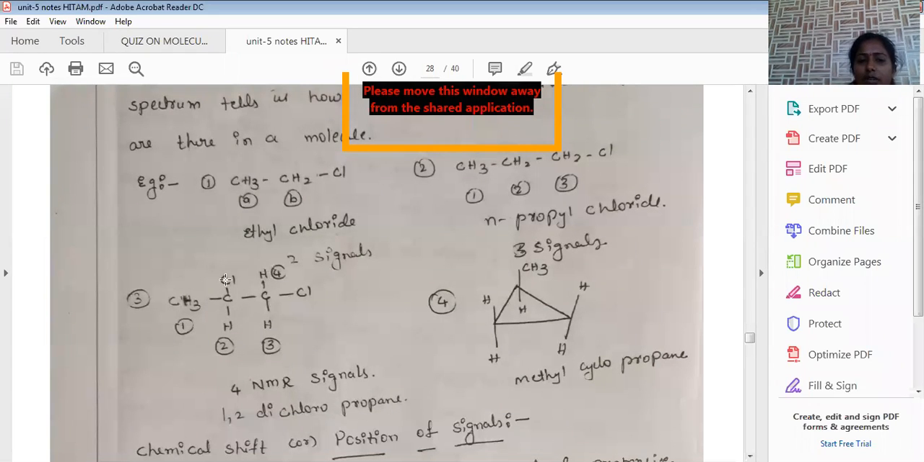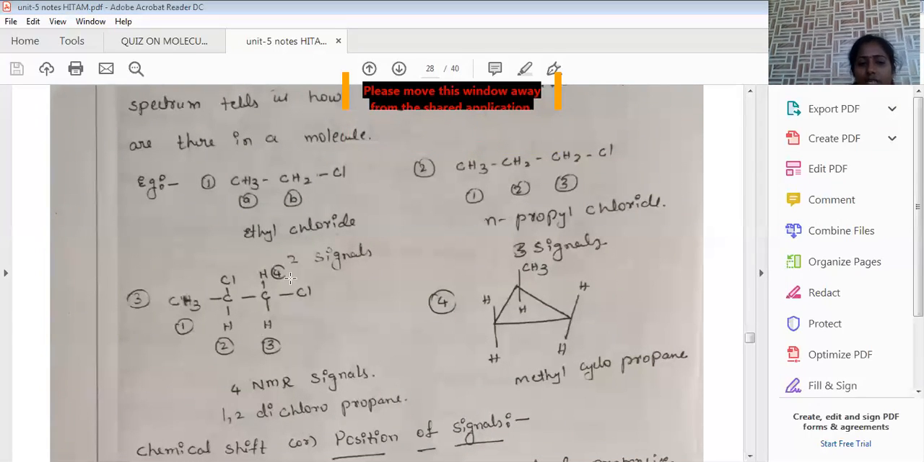This hydrogen has two chloro groups on its side, but this hydrogen has one side hydrogen and the second side chlorine. Even though these two hydrogens are present on the same carbon, they are not exactly equivalent; these two hydrogens are different. Hence we will get 4 signals for this dichloropropane, because of the different environment of these two hydrogens.